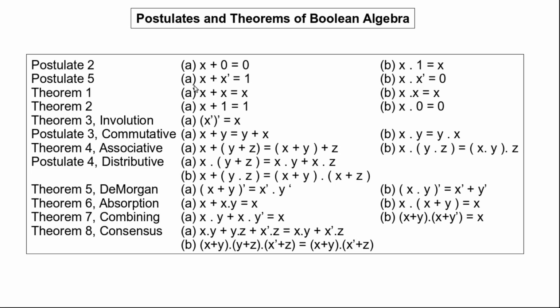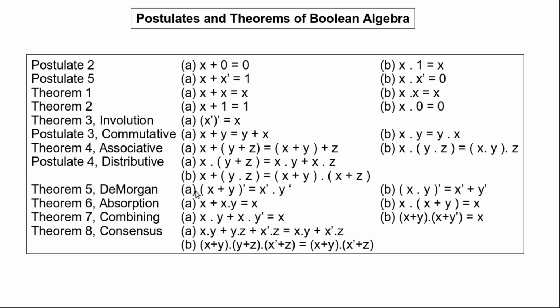And theorem number 1 says that x plus x should be equal to x and x dot x should be equal to x. Theorem 2 says that x plus 1 should be equal to 1 and x dot 0 should be equal to 0, and so on. And here we have De Morgan's theorem, which says that the complement of x plus y will be equal to x prime dot y prime, and the complement of x dot y will be equal to x prime plus y prime. And then we have the absorption law, which says that x plus x dot y will be equal to x, and x dot x plus y will also be equal to x.